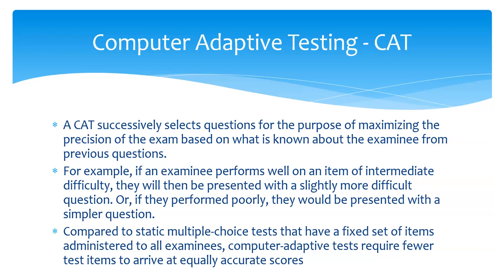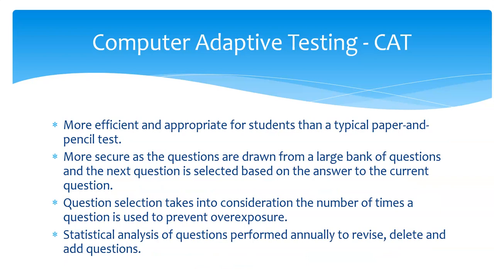Compared to static multiple choice tests that have a fixed set of items administered to all examinees, CAT tests require fewer test items to arrive at equally accurate scores. Back in the day when it was a booklet, there were 200 questions. But because we've gone to CAT, you now only have to do 100 questions. The advantages of CAT testing are they're more efficient and appropriate for students than a typical paper and pencil test. Again, 100 questions versus 200.